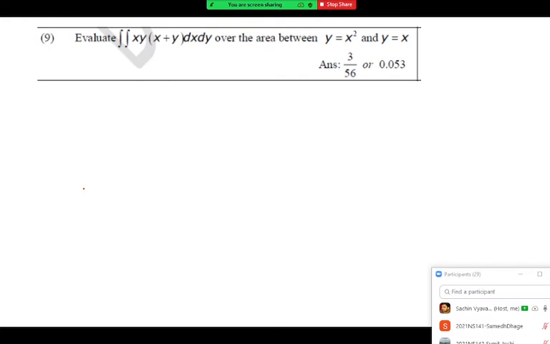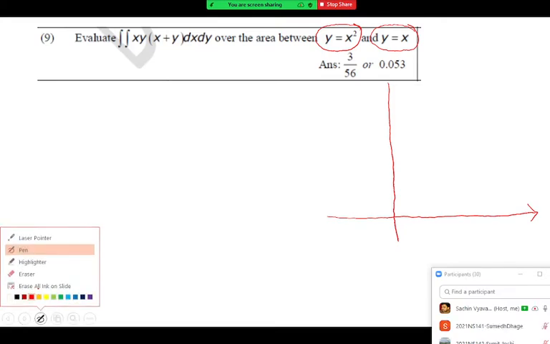The question is now, evaluate the double integral of xy(x + y) dx dy over the region between y = x² and y = x. First, tell me, what is this y = x²? Sir, it's a parabola. Which side? Upward parabola. X square, even power of x indicates symmetry about the y-axis, correct?